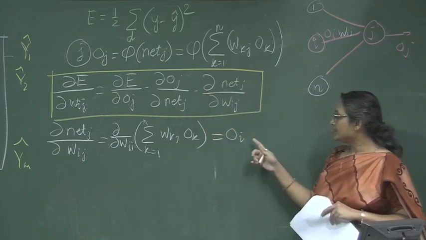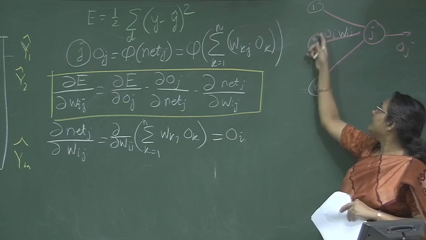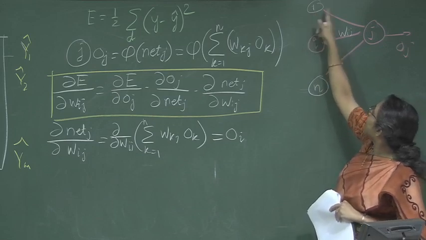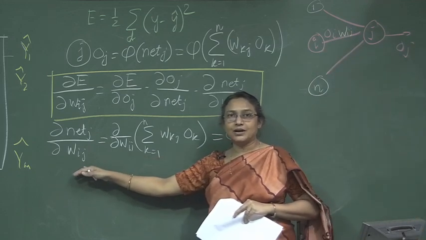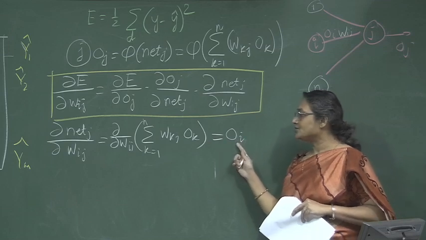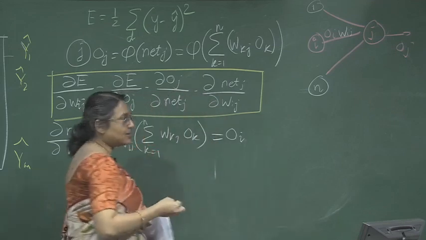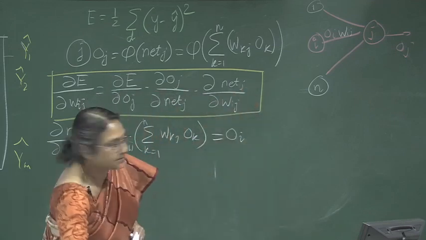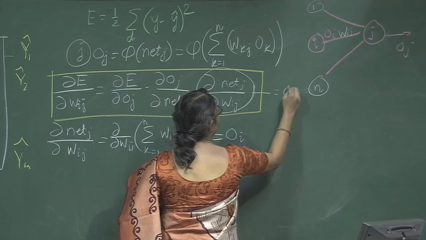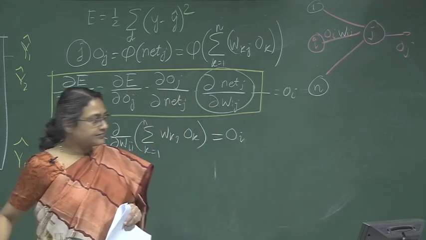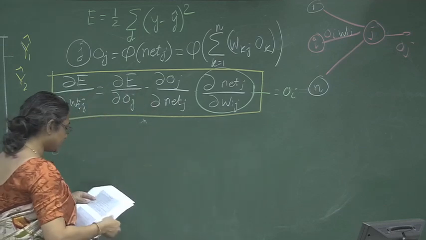Corresponding to oi only we have wij oi. We have o1 w1j, o2 w2j, o3 w3j, and they have nothing to do with wij. So, only here we will have one term, and so del net j by del wij is equal to oi. This part we have computed. Let me clean this so that we can work out the other 2 components of this expression.